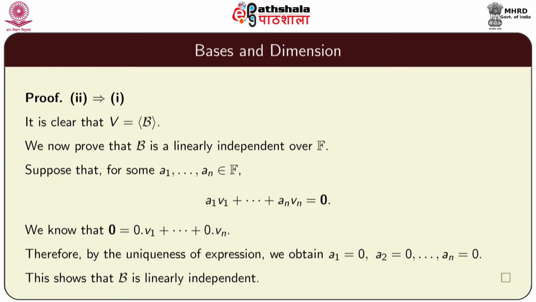But we know this trivial linear combination, that means 0 dot V1 etc. up to 0 dot Vn is equal to the 0 vector, and statement 2 says that such linear combinations are unique, and therefore, by the uniqueness of expression we get A1 must be equal to 0, A2 must be equal to 0 and An is equal to 0. Therefore, the set B is linearly independent, and therefore, the set B is a linearly independent spanning set, that is a basis of the vector space V.